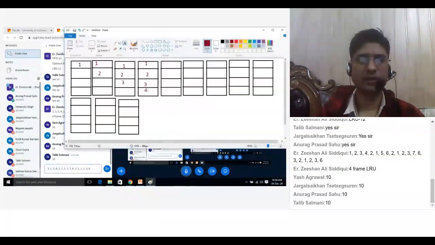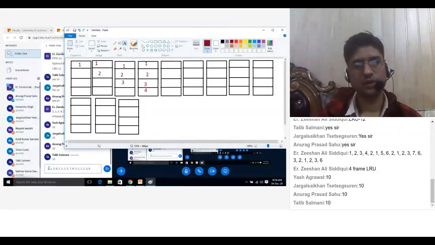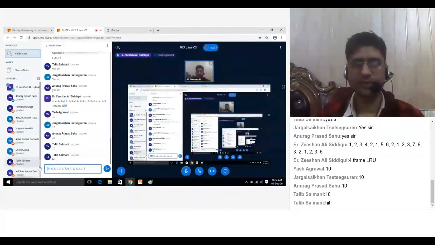Now we are having a page hit or page miss for 2. Tell me, page hit or page miss? Yes, page hit for 2. So यहाँ कुछ नहीं करना है. Then we are having 1. We are also having a page hit. यहाँ भी कुछ नहीं करना है. इसको delete कर देते हैं.